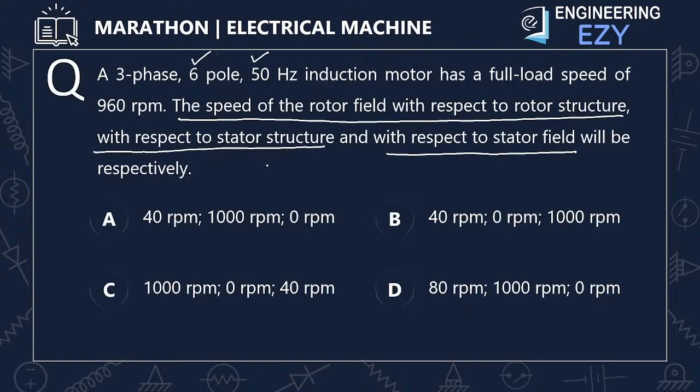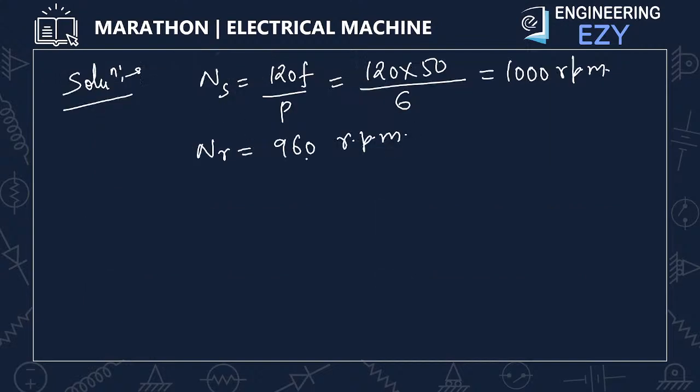Now you have to calculate the speed of the rotor field with respect to the rotor structure. Rotor field minus rotor structure is the relative speed between the rotor field and the rotor structure. The rotor structure is the mechanical speed, that is 960, and the stator field and rotor field both run at the synchronous speed. You must know that the rotor field as well as the stator field both run at the synchronous speed.